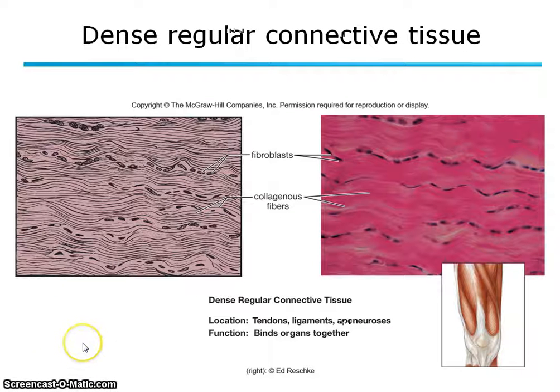So when you look at this picture, I think you can see why it's called regular connective tissue. The fibers all run in the same direction, and they are very dense. They are closely packed together. And one of the important functions of this is that it's going to bind the organs together. So when you think about tendons, ligaments, it's going to bind the muscle to the bone, and that's dense regular's function.